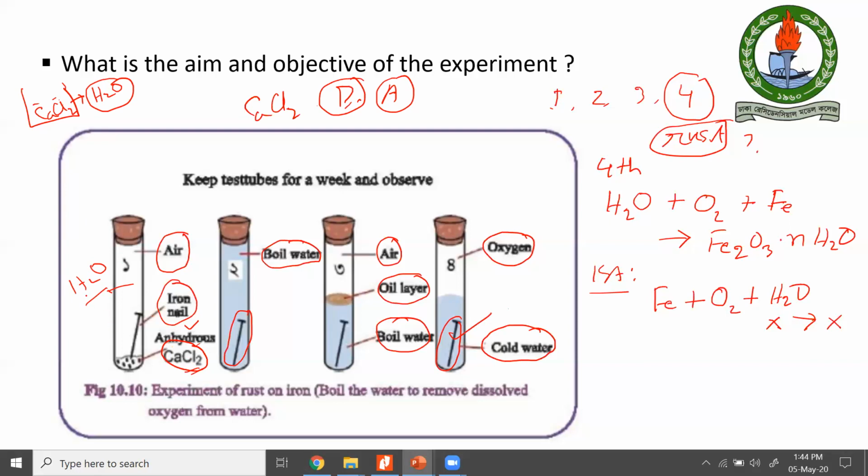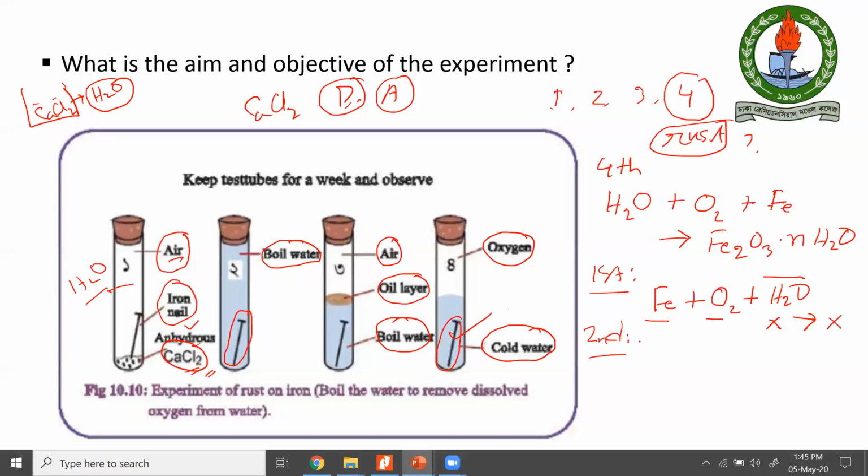When calcium chloride absorbs the moisture, then inside the test tube only oxygen that comes from the air is present, and the iron nail is present. So in the first test tube, iron is present, oxygen is present, but moisture is absent because the moisture is absorbed by this dehydrating substance, calcium chloride. So as moisture is absent, water is absent, we will see no rust. Now the second test tube.